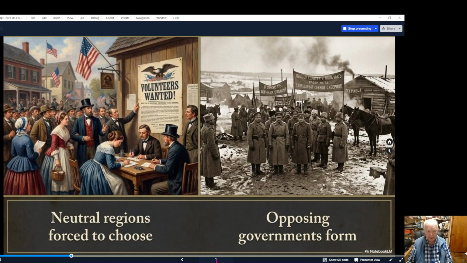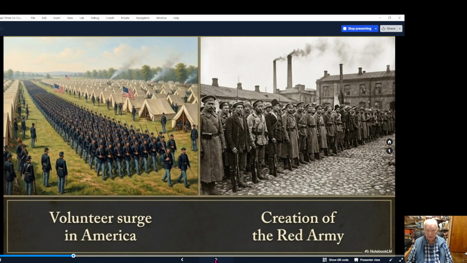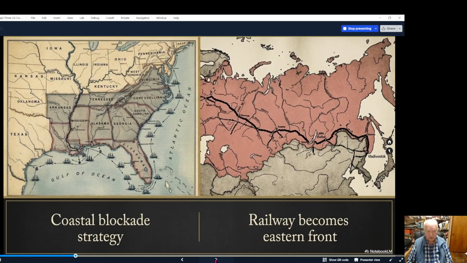And so what happens, as I said, you have mass numbers of recruits coming forward and agreeing to join. And you have in Russia opposing governments set up contending against you. And you have Trotsky creating the Red Army de novo. There's nothing there. And then the basic strategies are laid out.